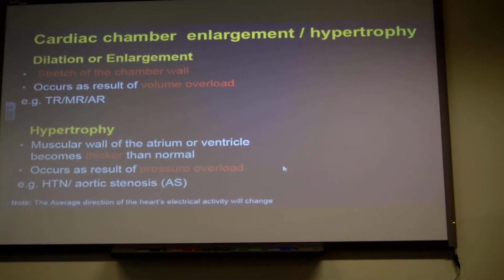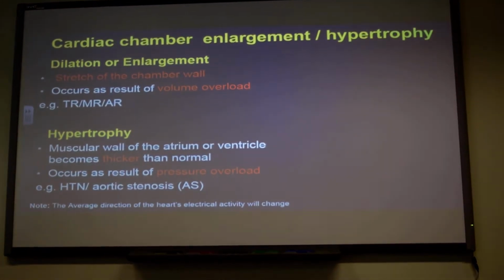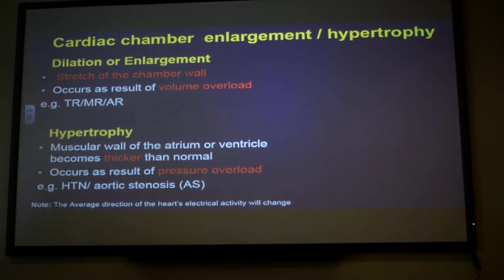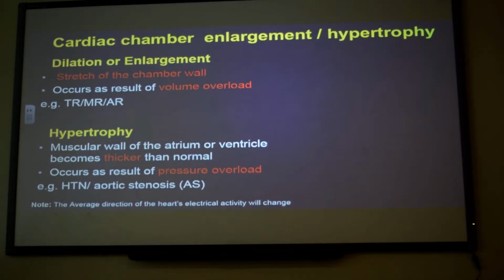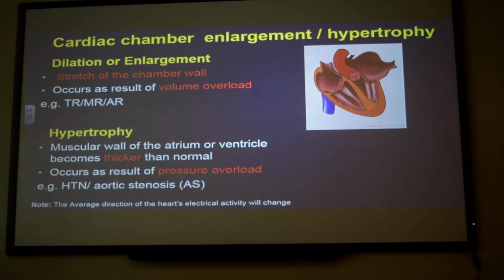By dilatation or enlargement, there is a stretch of the wall, and generally this is for the atrial tissue, and most of the time it's a response to volume overload. So if a patient has tricuspid regurgitation for some time, what will happen to the right atrium? It will start to dilate or enlarge. If a patient has mitral regurgitation, again with time, the left atrium will start to dilate or enlarge.